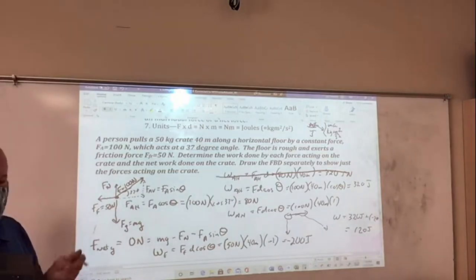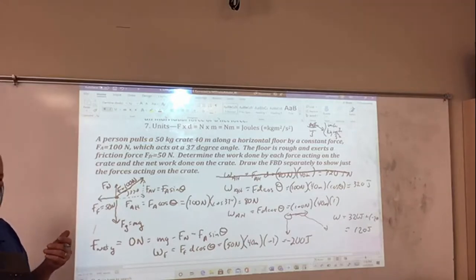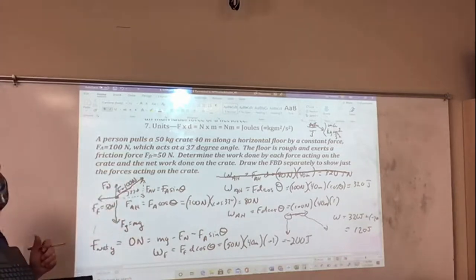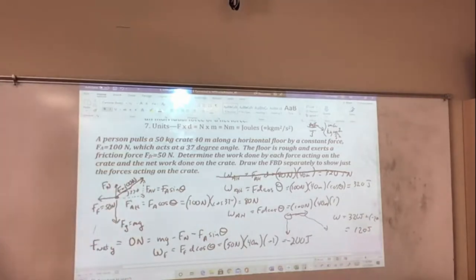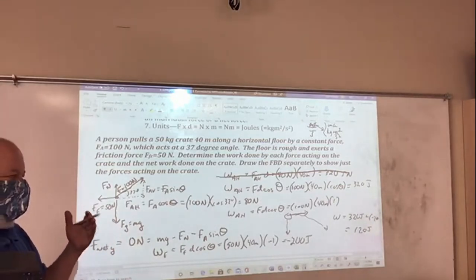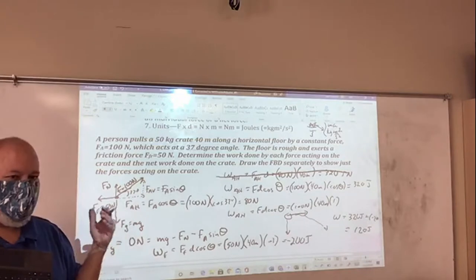And obviously, we'll need to be able to figure out how much it's causing it to accelerate at some point. Any questions about what we've talked about here? Hopefully you can see what the relationship between the direction of motion and the work is.